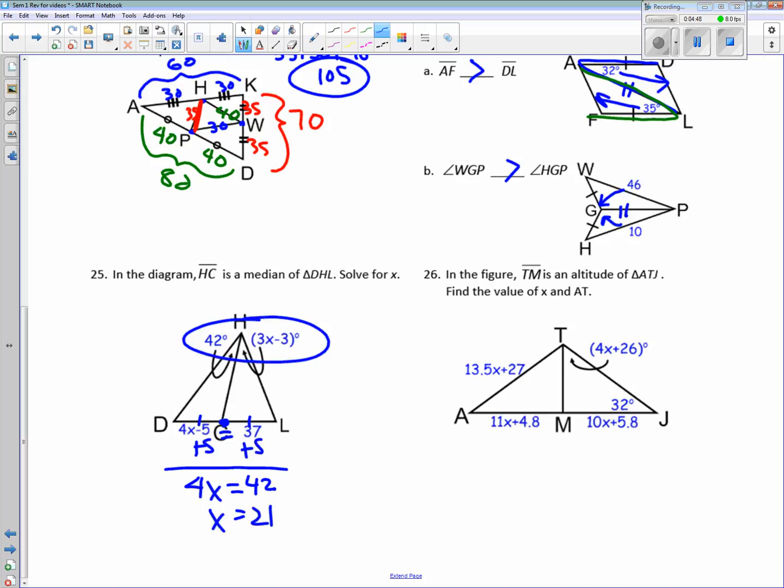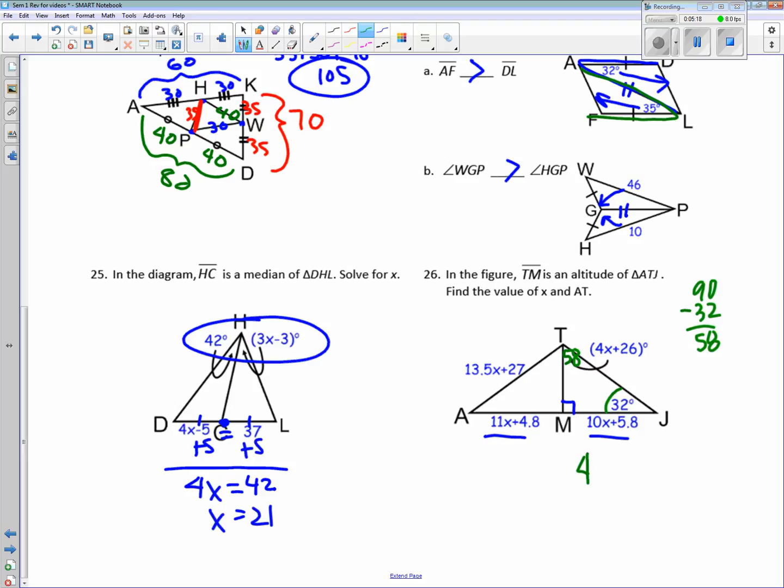In number 26, it says TM is an altitude. So all you know for sure is that this is a right angle. These segments might be congruent, we don't know for sure. What I do know is that if you have an altitude, it makes a right triangle. And if you have a right triangle with one angle 32, the missing third angle has to be 58 for these all to add up to 180. Really what I did there was just 90 minus 32 to get 58.